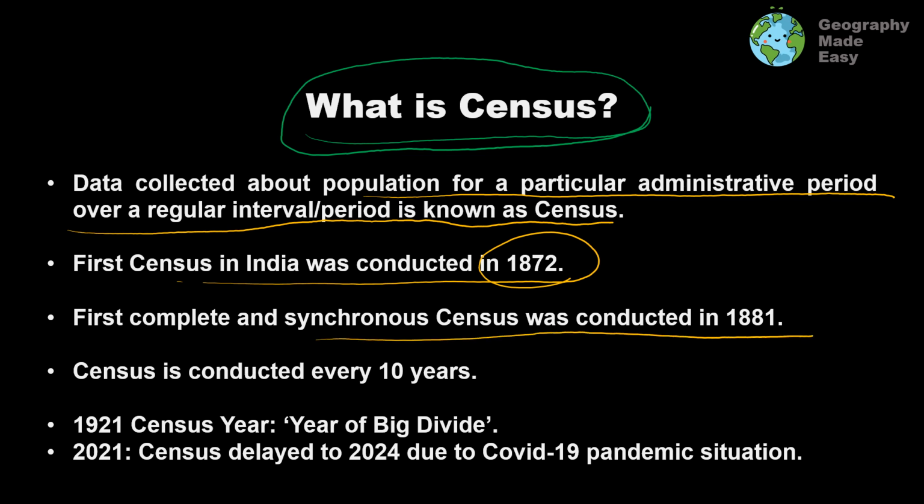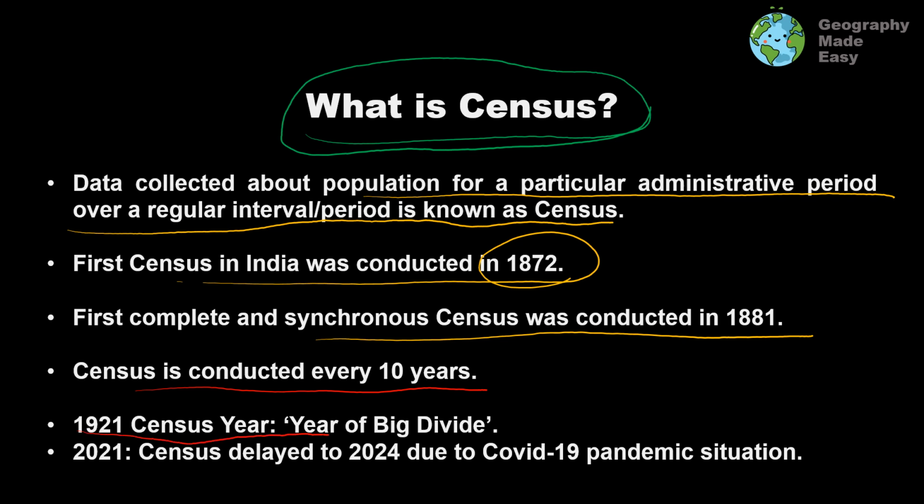Of course, the objective of carrying out such a census by the then British government was for their administrative needs. They had to understand how many people were living in India in order to govern or administer the country better. In India, the census is conducted every 10 years. This is commonly seen in most countries.